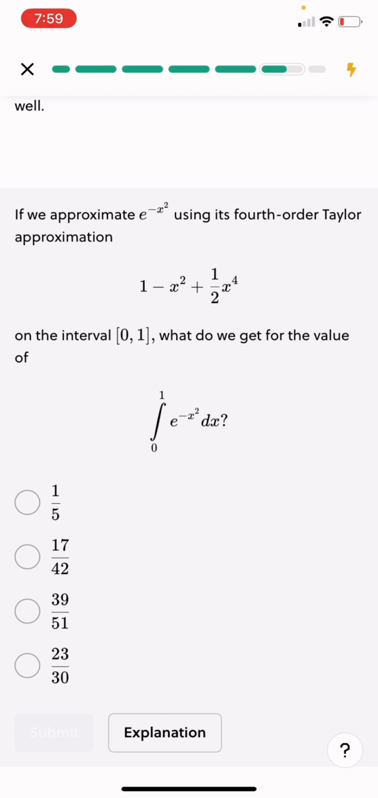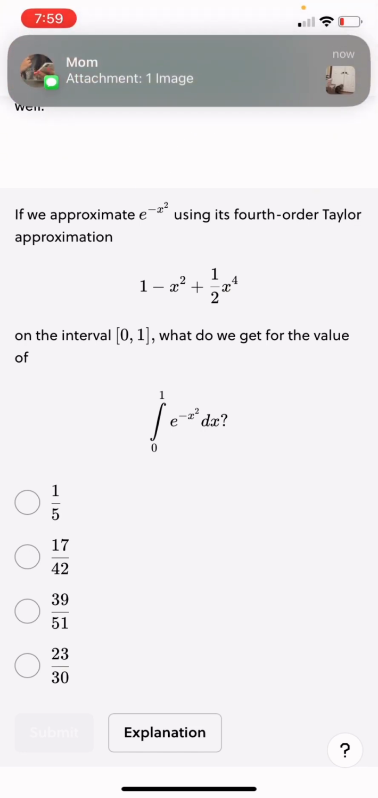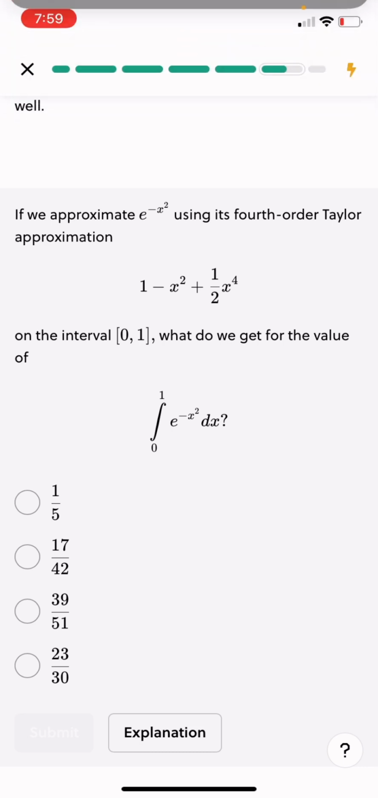So this is an approximation, so I don't know if that would affect it. So that would equal 1 minus x squared plus 1/2 x to the 4th. So if we estimate that, what would that most likely equal?